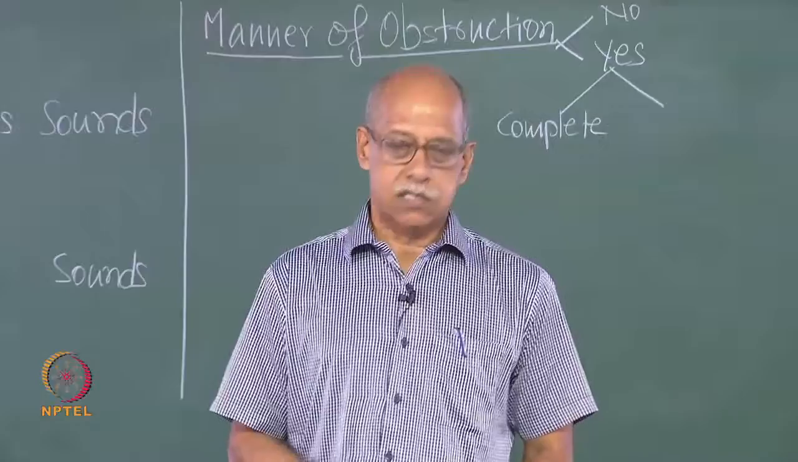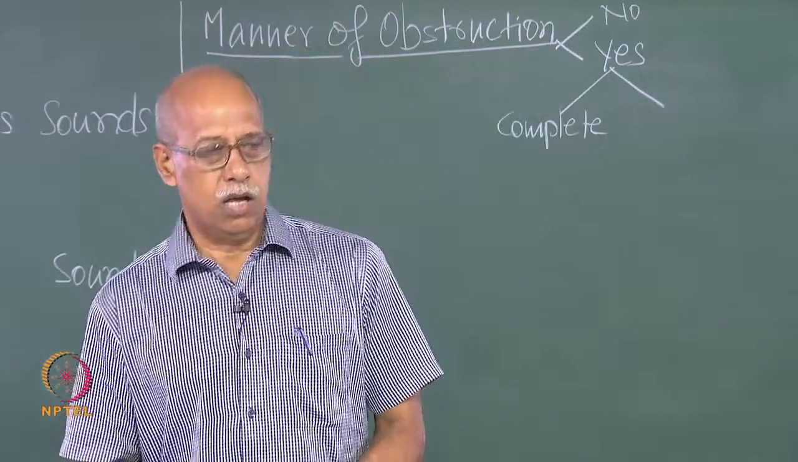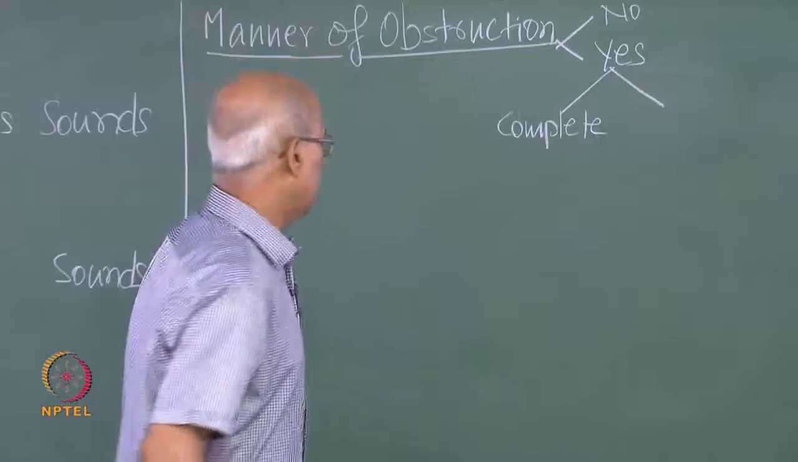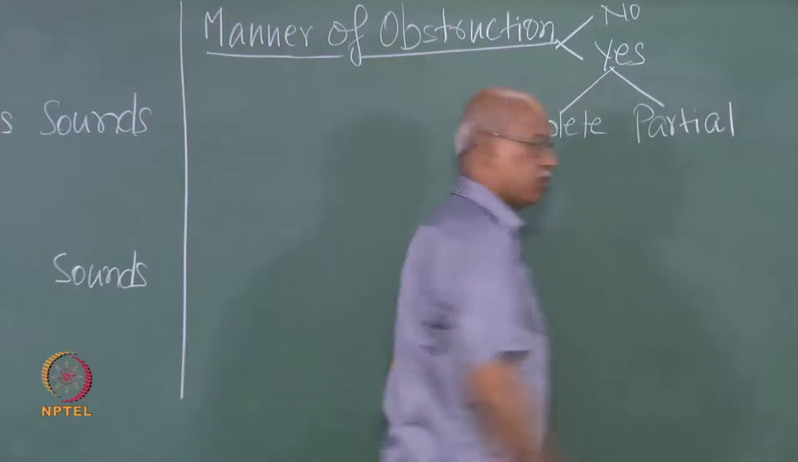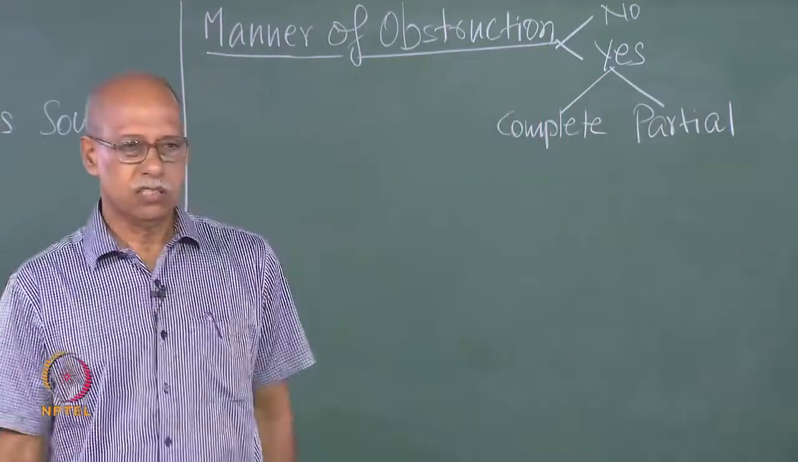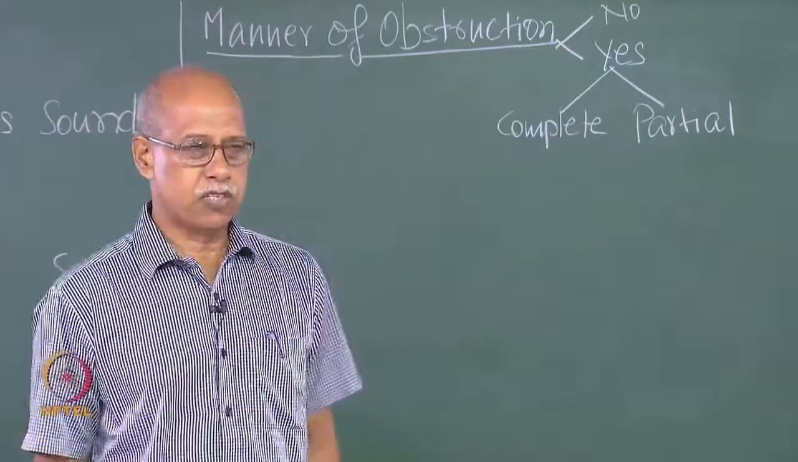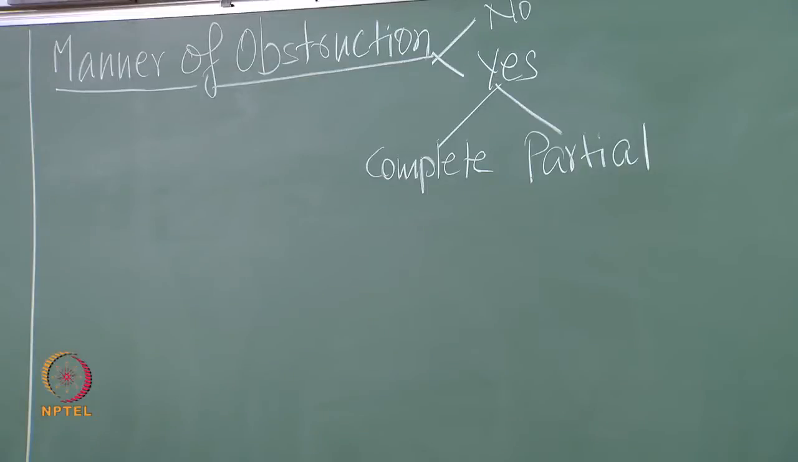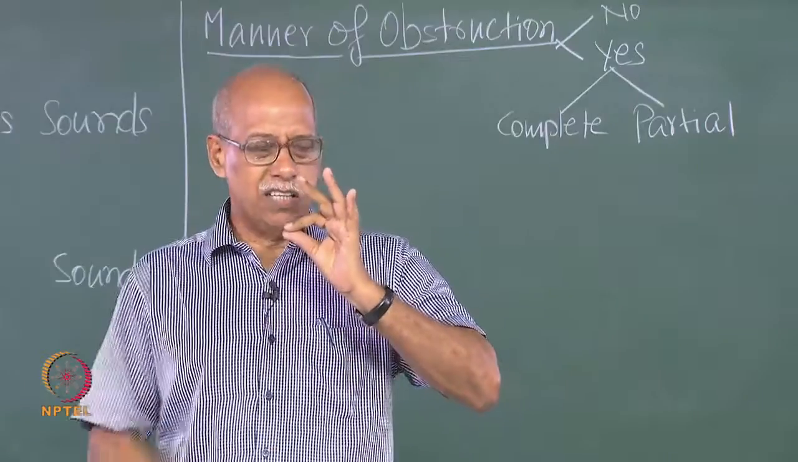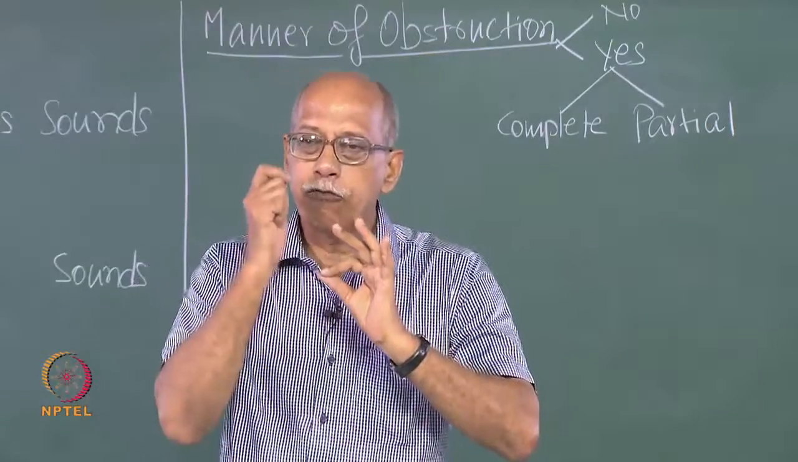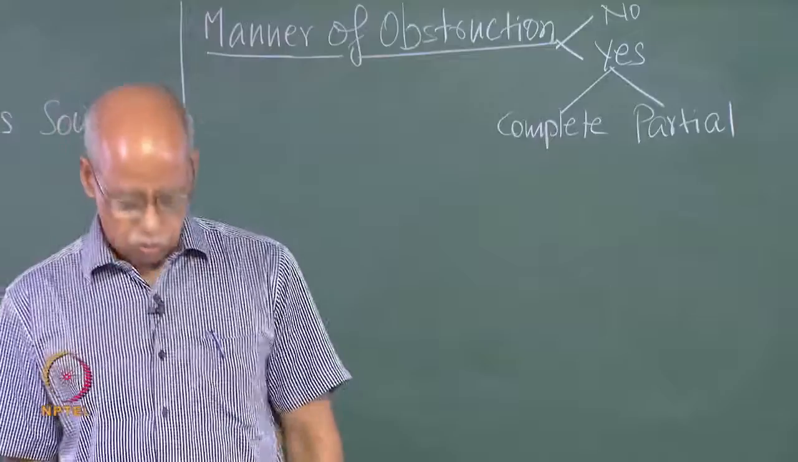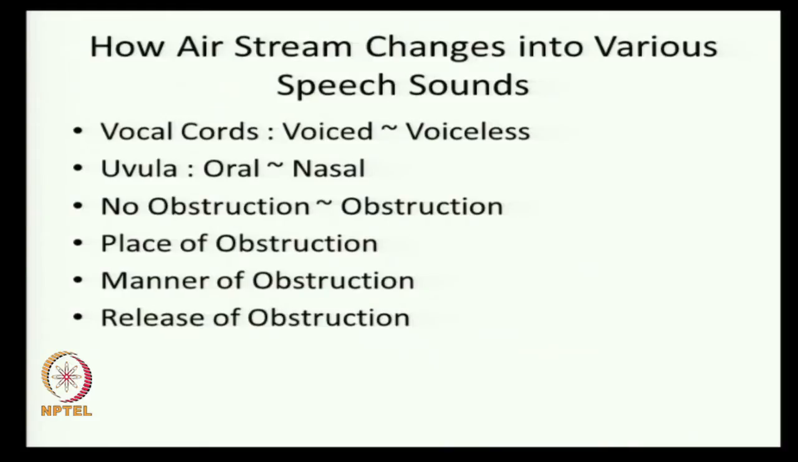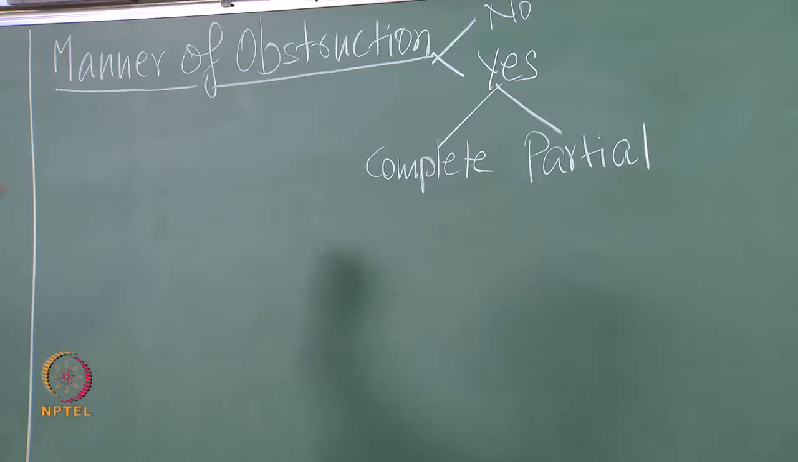But when you say s or z or h, it is not total obstruction. It is partial obstruction. Okay? The part of the passage is constricted. It is so narrow that the air goes, but air goes with friction, and in the process there is noise. Okay? So, another parameter is manner of obstruction.